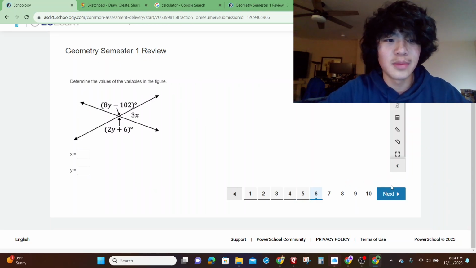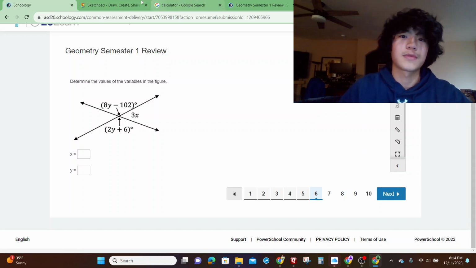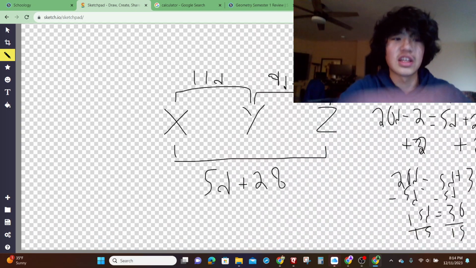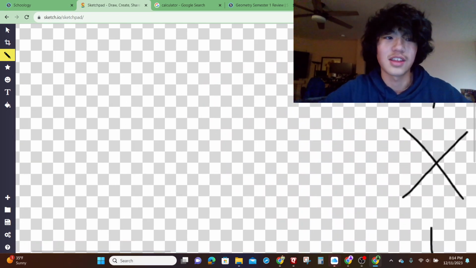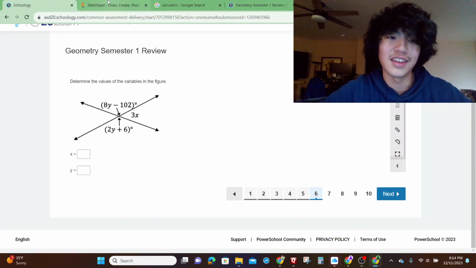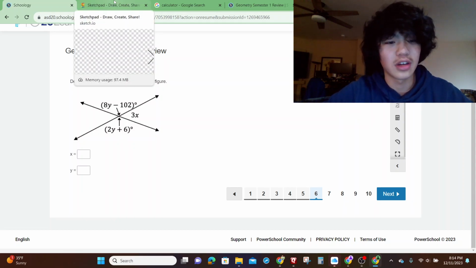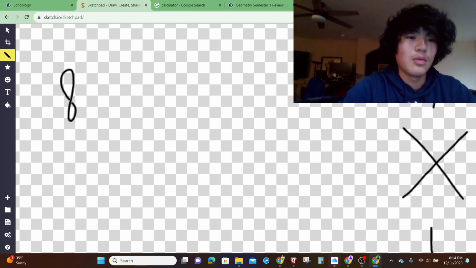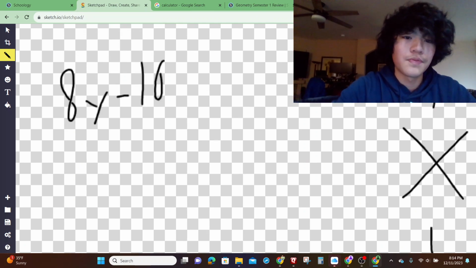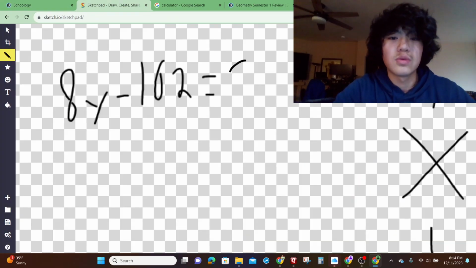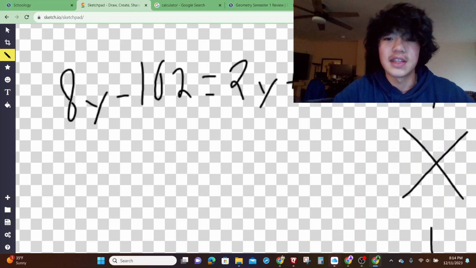Okay. Determine the values of the variables in the figure. Alrighty then. So let's find y. Alrighty, handy dandy sketchbook. Make sure you always have a sketchbook in hand. Comes in very handy. So since these two are vertical angles, we can set them equal to each other to find y. So 8y minus 102 equals 2y plus 6.